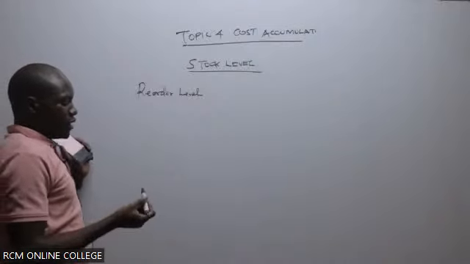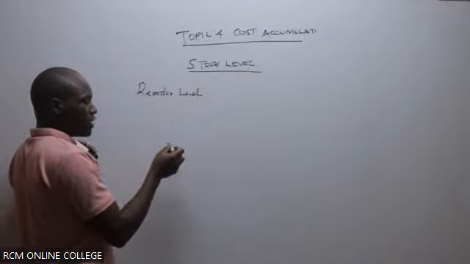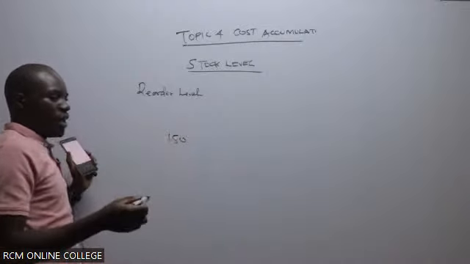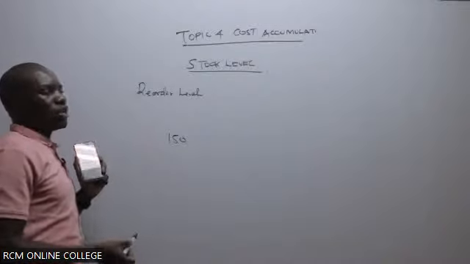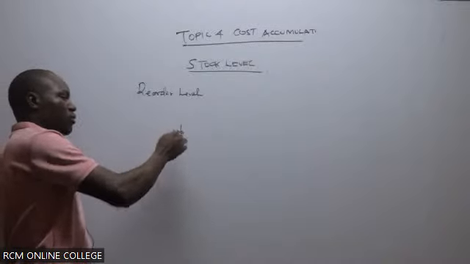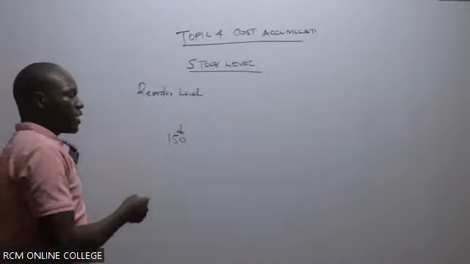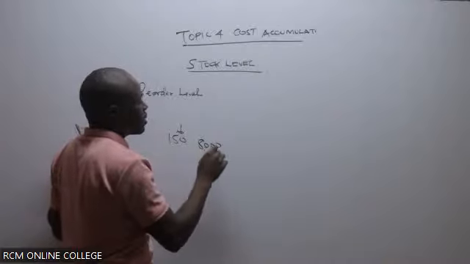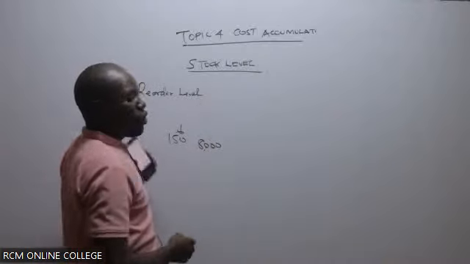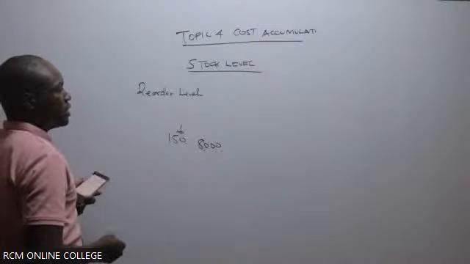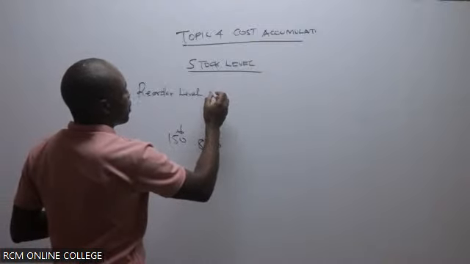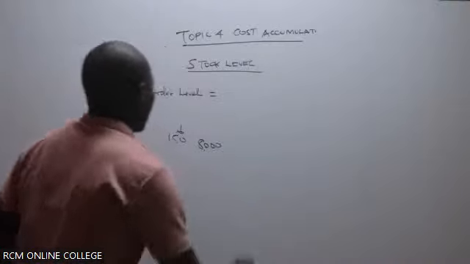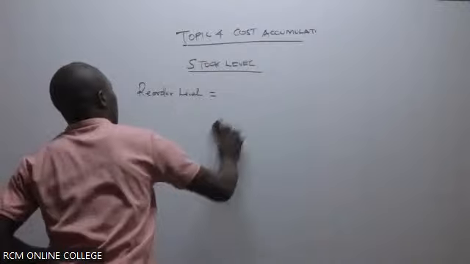For example, we have said that so long as our stock or inventory reaches 150, we must start processing another order so that we do the restocking. Some people have a restocking level of 8,000. Anytime their inventory reaches 8,000, they must initiate a new order. So that's the reorder level of any given company.